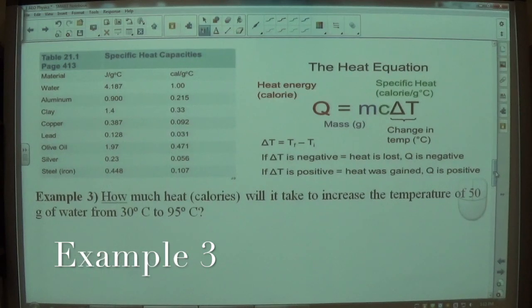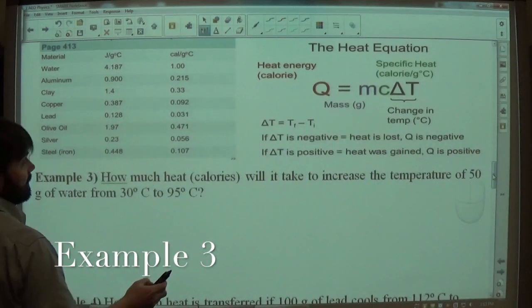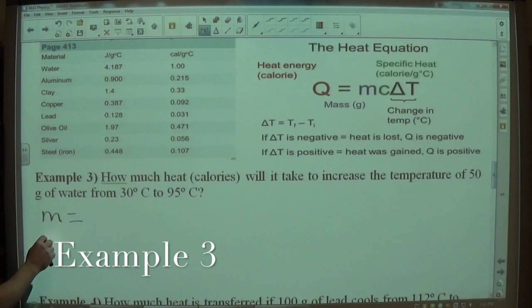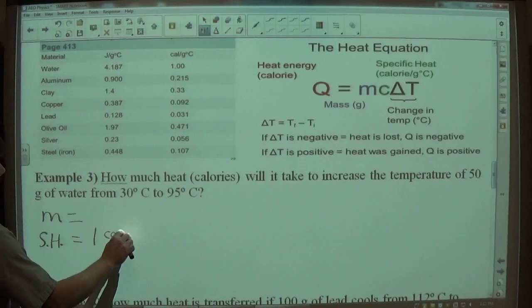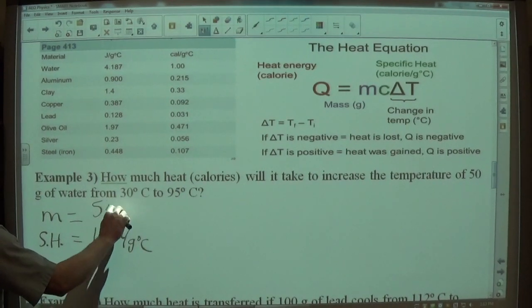Example 3 says, how much heat or how many calories will it take to increase the temperature of 50 grams of water from 30 degrees Celsius to 95 degrees Celsius. If we look at our equation, we want to write down some of the variables they give us. They tell us the mass of the water, and the specific heat, C, which is sometimes written as SH or C, of water is 1 calorie per gram degree Celsius. We said the mass of this was 50 grams.